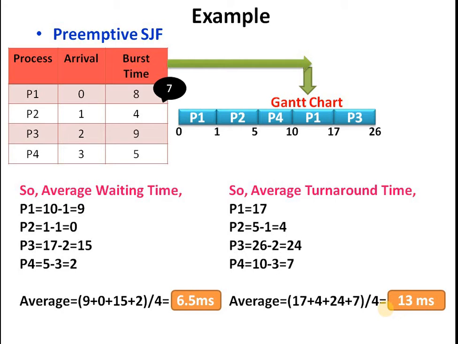So preemptive SJF is also known as shortest remaining time first, because at any given point of time the job with the shortest remaining time is executed first. Hope you understand the difference between preemptive SJF and non-preemptive SJF.